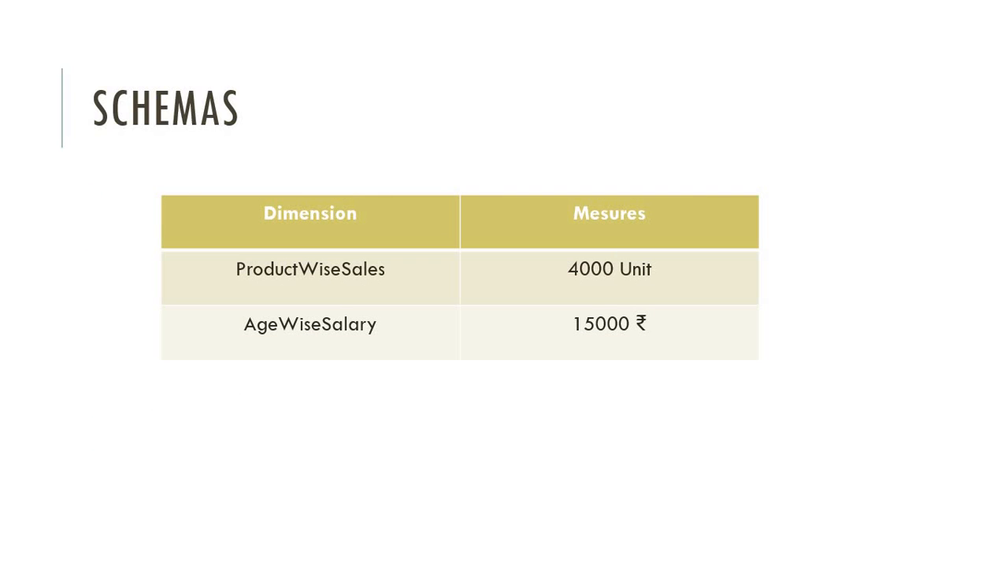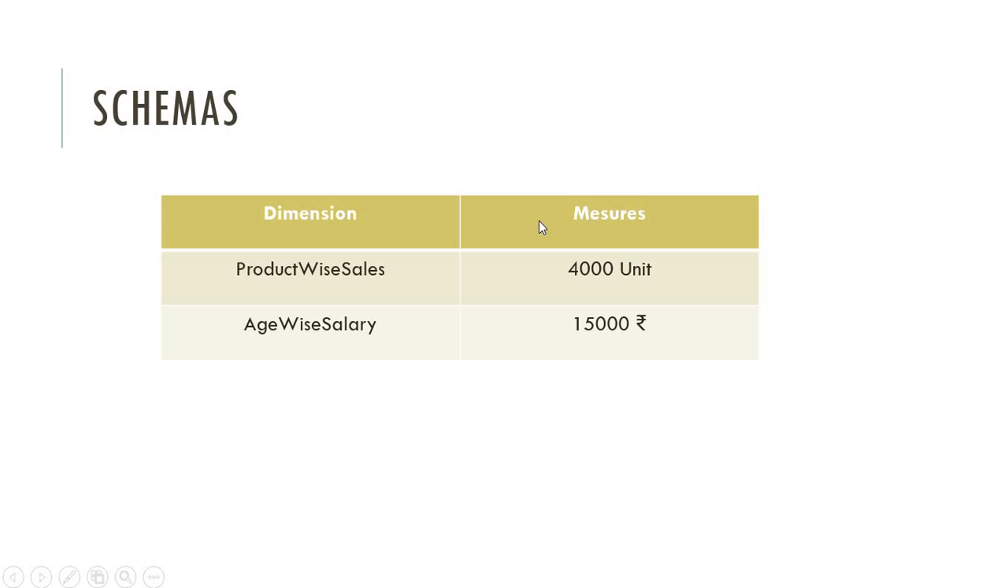The most important goal of OLAP is analysis of historical data, and the most important thing in analysis are the numbers. So with the OLAP application, we'll get those numbers. We'd like to forecast them. We'd like to analyze them for better business growth. These numbers can be product-wise sales, total population, age-wise salary, etc. These numbers are termed as measures.